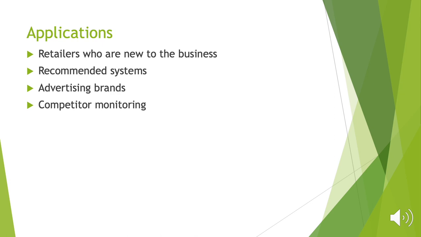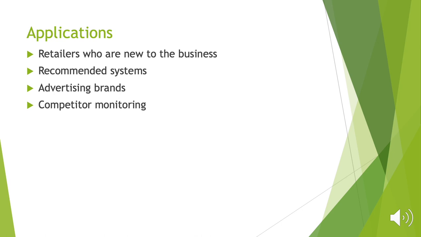It could be the delivery system or how the product looks, and so on. We can also use it for recommendation systems, where we can recommend a newer product to customers who have already used this product, and for advertising a brand, saying we have the best services compared to other retailers out there. And competitive monitoring is similar to advertising brands, but it is one of the applications we can focus on.